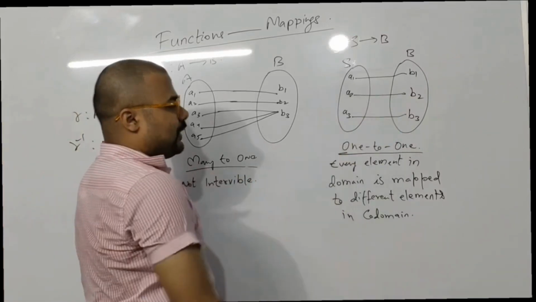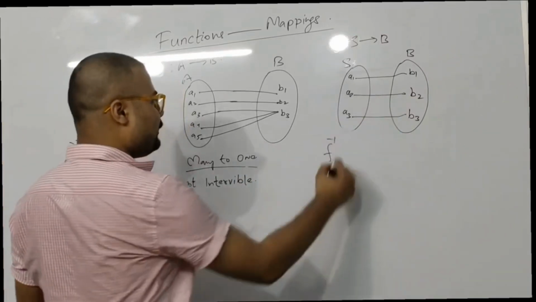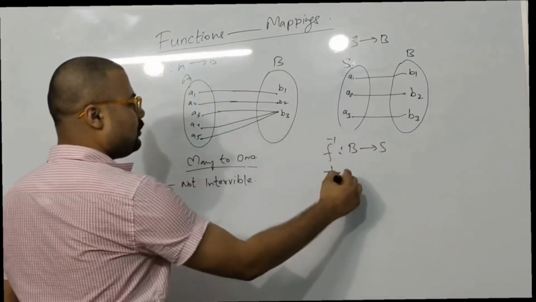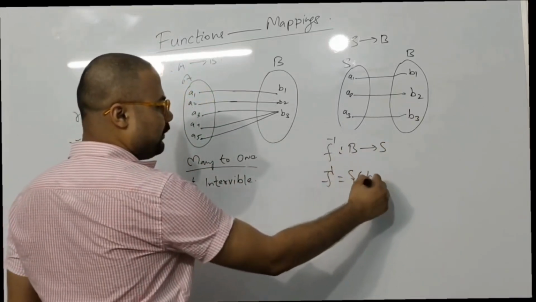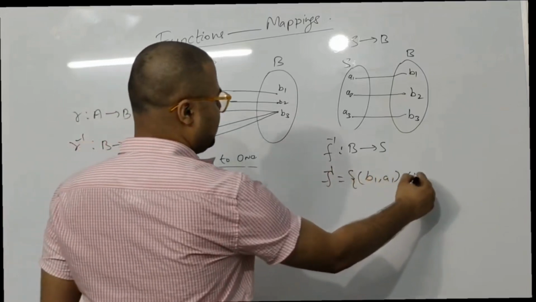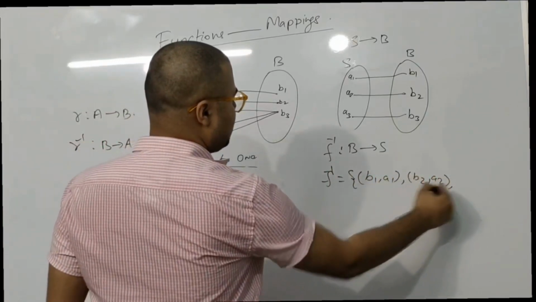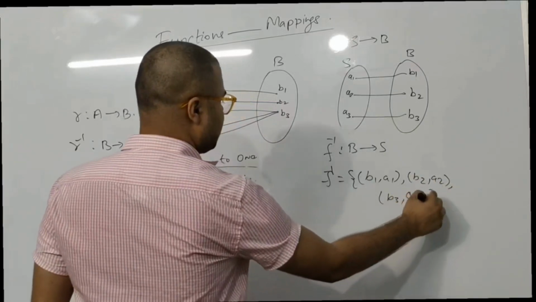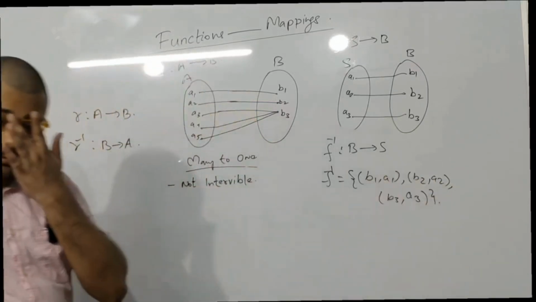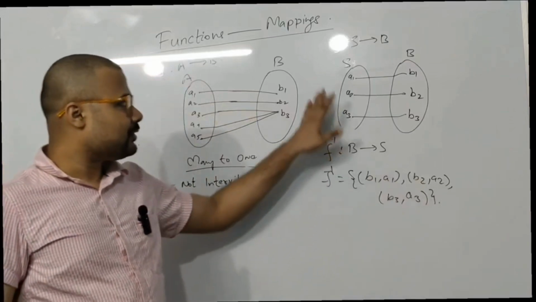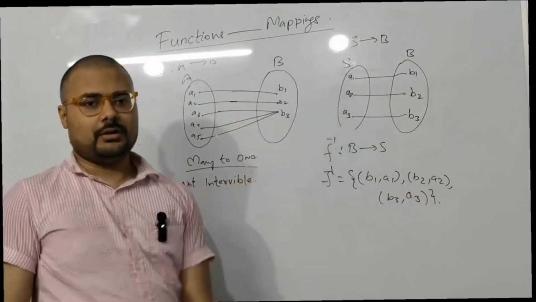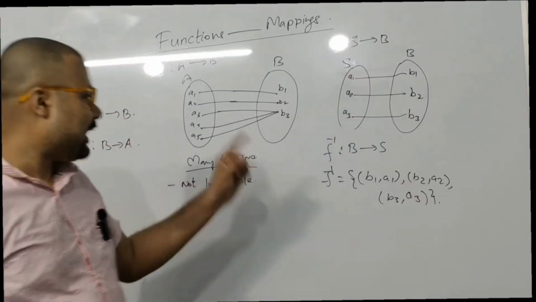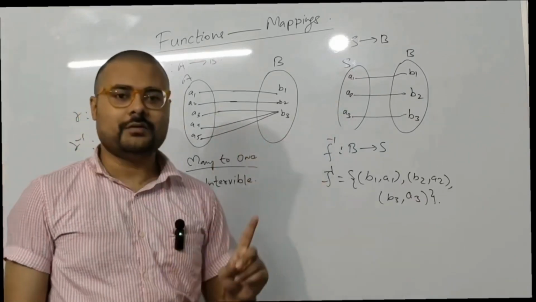In this case, if you try to find the inverse, what will f inverse be? f inverse is from B to A, and f inverse maps B1 to A1, B2 to A2, and B3 to A3. So f inverse exists for this one-to-one function. Let me tell you that for an inverse to exist, it has to be one-to-one, but not only one-to-one.